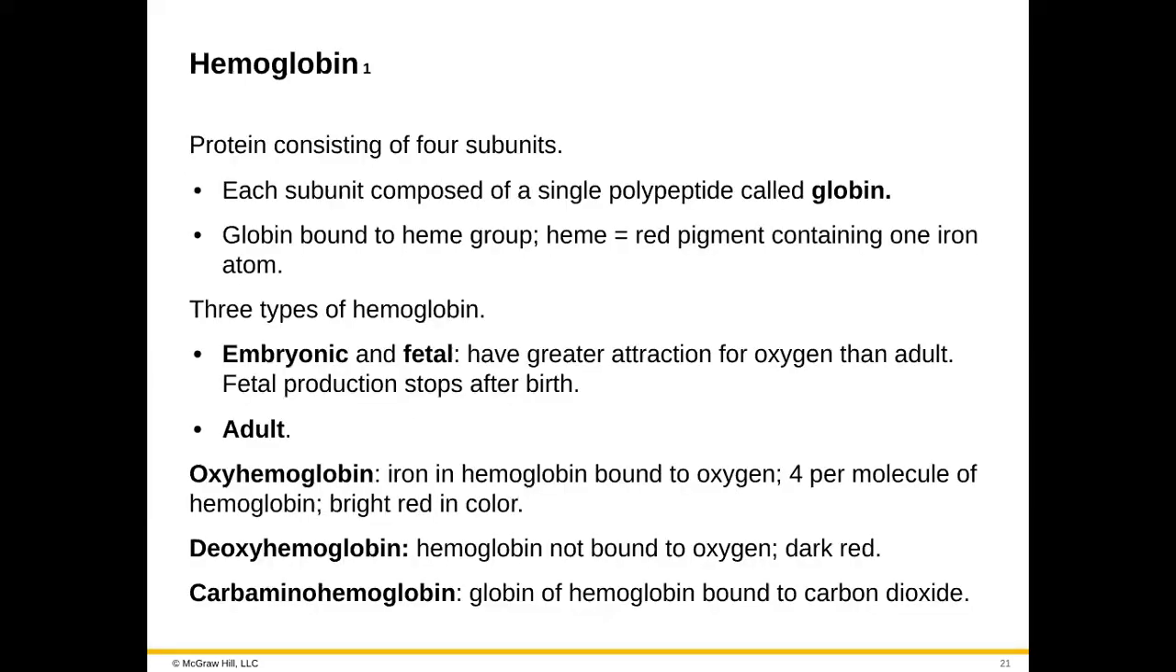So hemoglobin. Hemoglobin is just a protein that's going to consist of 4 subunits. Each of those subunits is a single polypeptide called a globin. Each globin is bound to a heme group. Heme is what's giving the red pigment because of the iron atom that's associated with the heme. We have 3 types of hemoglobin. We have embryonic and fetal hemoglobin, and this is going to have a greater attraction for oxygen than adult. Fetal hemoglobin production stops after birth, and then we have adult hemoglobin.